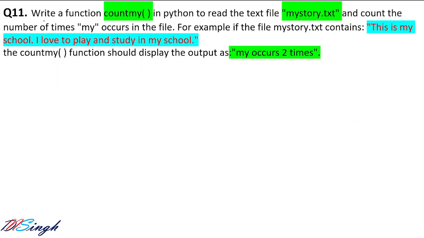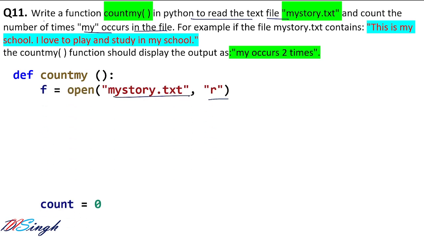Write a function countmy in Python to read the text file and count the number of times my occurs in the file. For example, earlier we were counting me and my, now we are counting where my occurs in the file. We have discussed the same way in the previous question. Let us see the answer of this one. Countmy is the function name. We have opened the file in read mode.